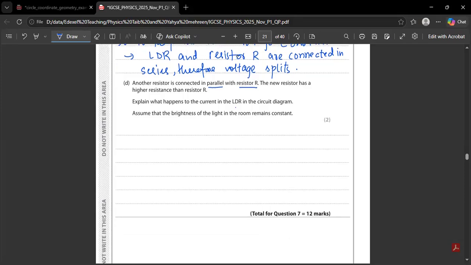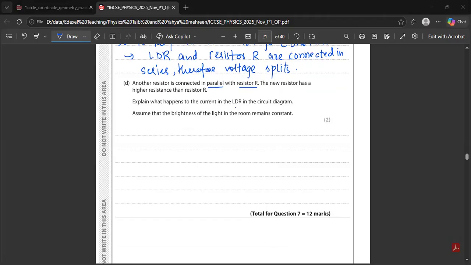And what will happen to the, oh yeah, assume that the brightness of the light in the room remains constant. And what will happen to the resistance of the LDR then? Will the resistance of the LDR be constant, because the room brightness is not changing? Yeah.